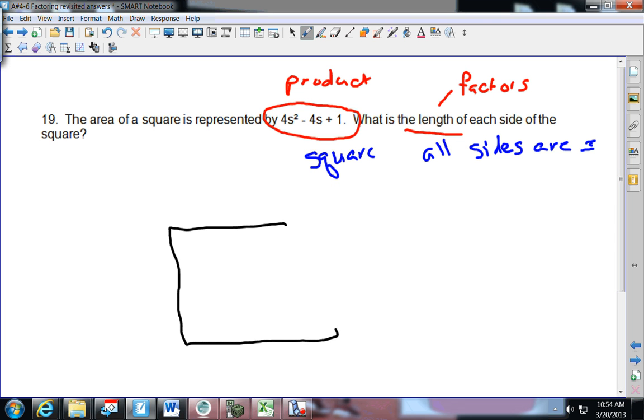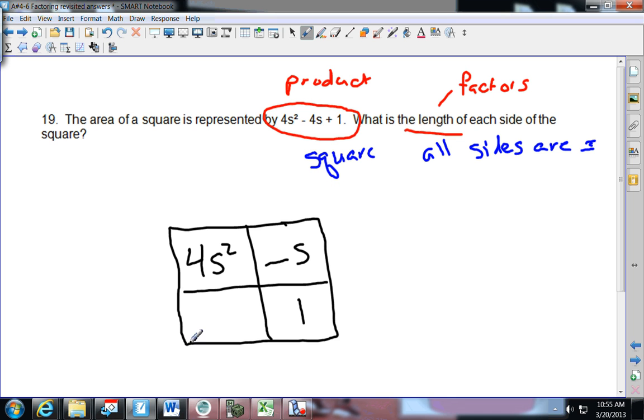Now I'm going to draw my box. And in the upper left-hand corner up here is 4s squared. The bottom right-hand corner is plus 1. I'm going to have something s and something s. Now, you're supposed to take these two numbers and multiply them together. That'll give me a 4. I need the factors of 4. So I've got 1 and 4, negative 1 and negative 4, 2 and 2, negative 2 and negative 2.